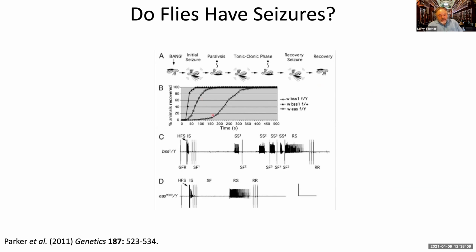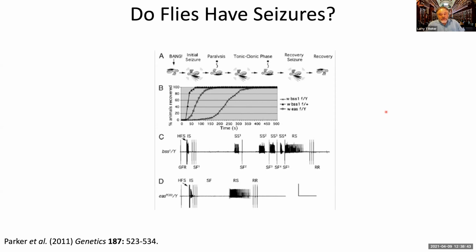And this has been known for some time. If you watch them go through this process, there's an initial seizure, a paralysis stage, a tonic-clonic phase, and there's typically a recovery seizure, and then the animals recover. So we wanted to see if we could generate this phenotype, which in flies is often called a bang-sensitive phenotype. That's because when you whack the flies on the counter, they can start to have these seizures. And there are many mutants that are known to do this.